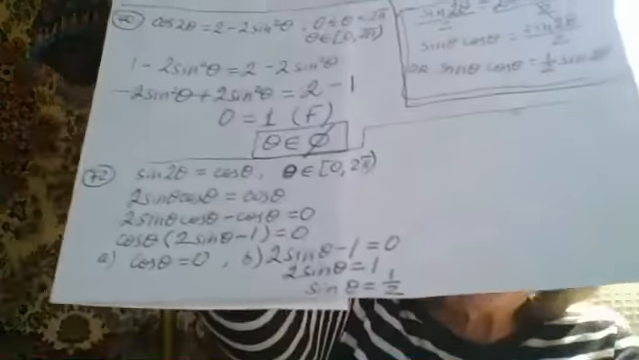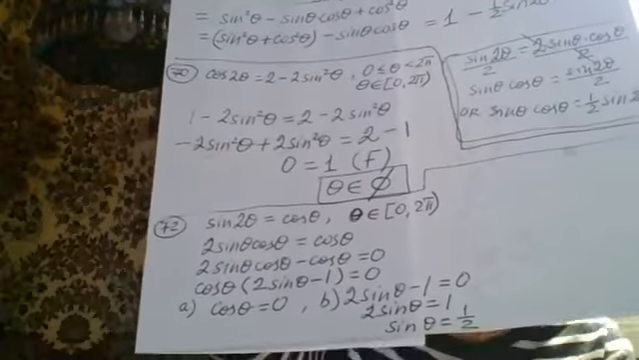So part A, cosine theta is 0. Part B, 2 sine theta minus 1 equals to 0, which means 2 sine theta equals to 1. And if you divide both sides by 2, you are getting sine theta equals to 1/2. I will show this right now to you. Cosine theta is equal to 0 in part A. And finally, in part B, what we see is sine theta equals to 1/2.